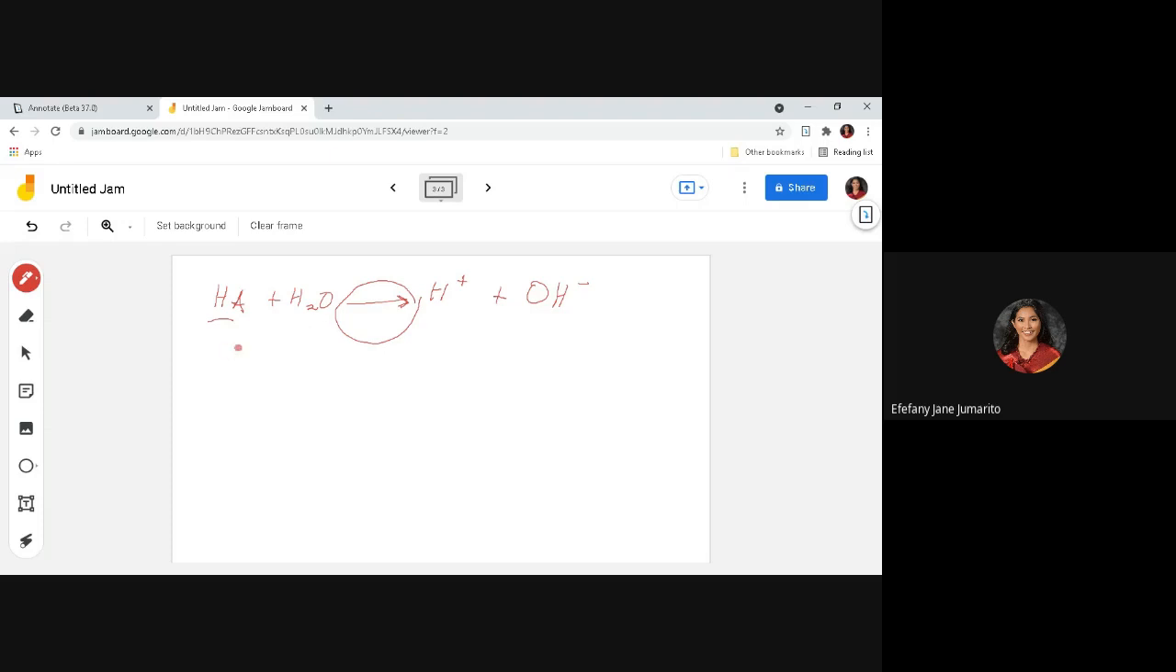Now, similar to strong bases also, it will dissociate completely or ionize completely.